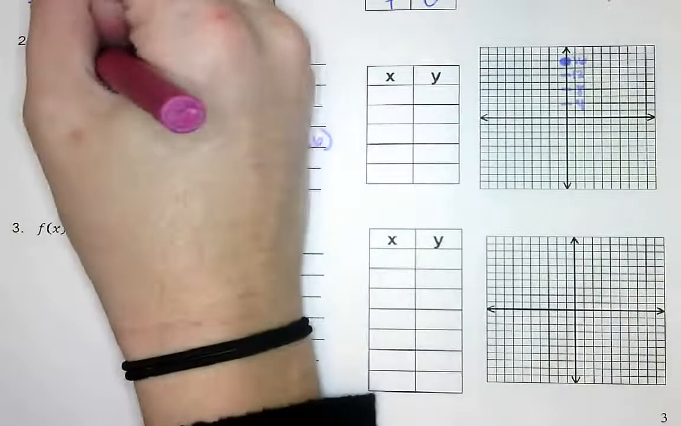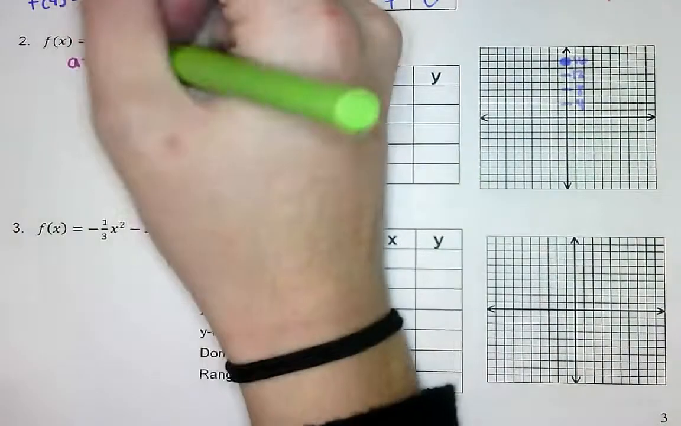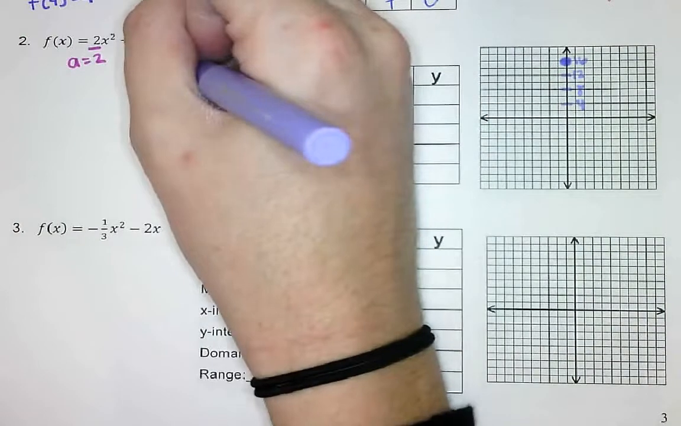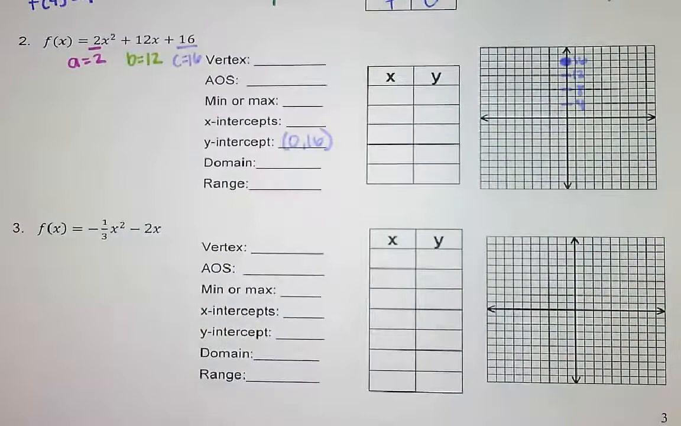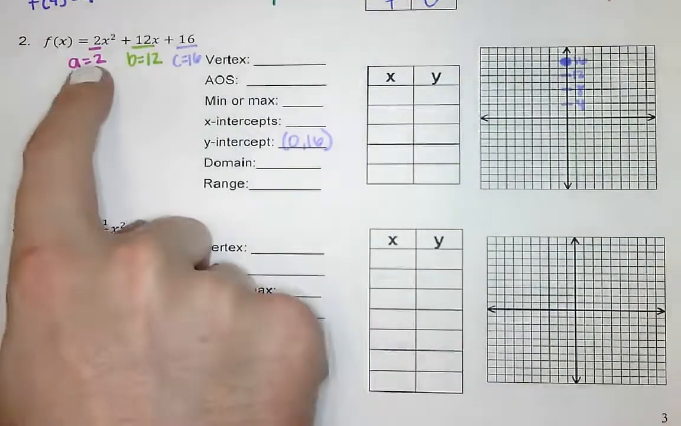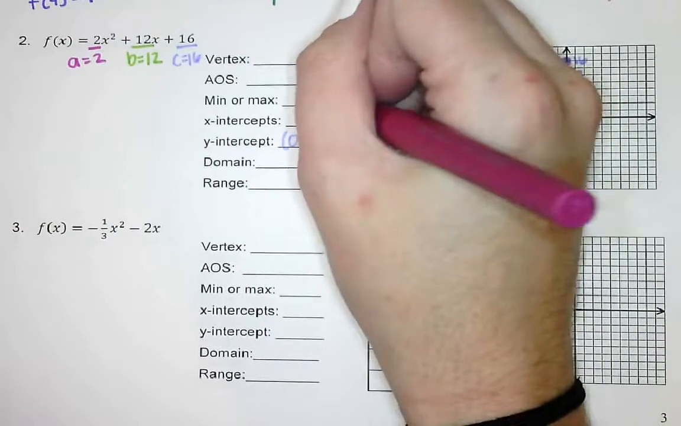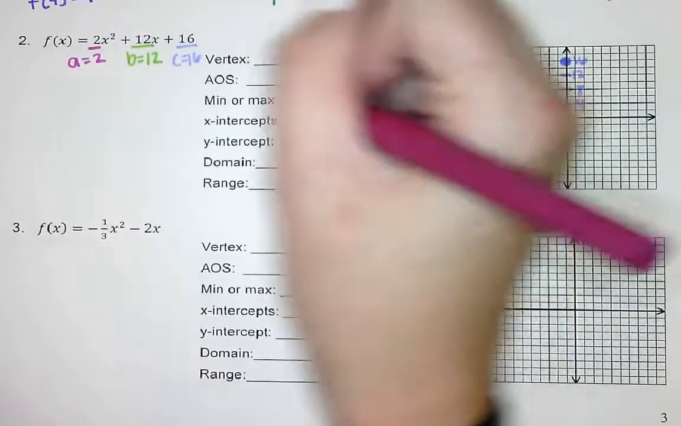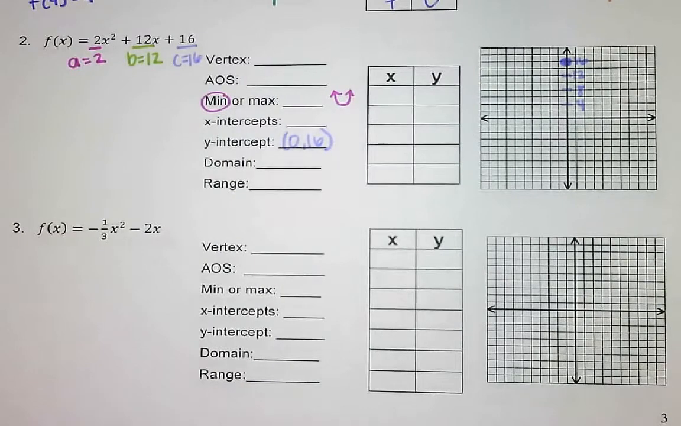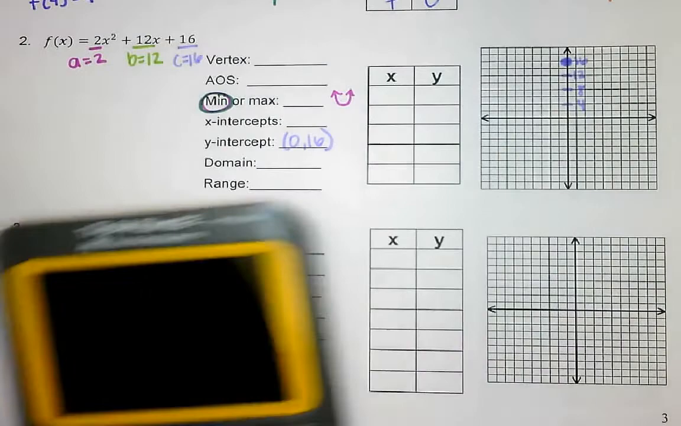So my A value is 2. My B value is 12. We already recognized that the C value was 16. So then I'm going to go here. So my A value I know is positive, so it is going to open up because it's a smile. So we know that we're going to have a minimum here. But let's see if we can find our vertex and axis of symmetry.